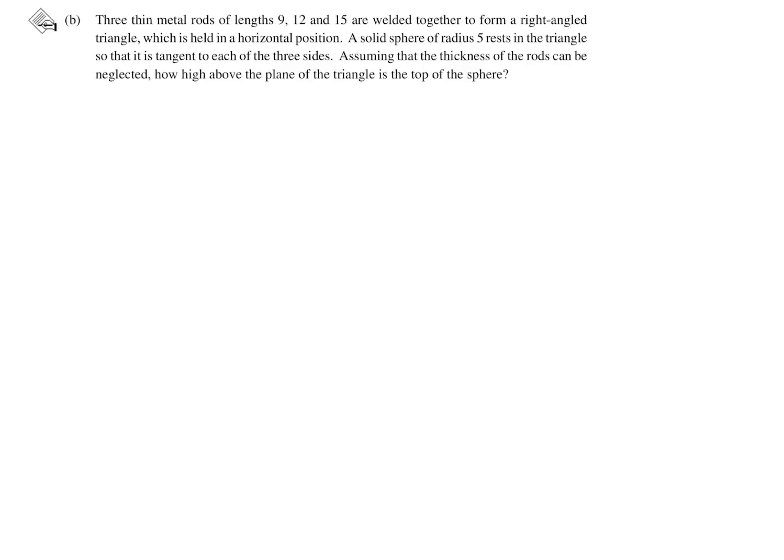Three thin metal rods of lengths 9, 12, and 15 are welded together to form a right-angled triangle, which is held in a horizontal position. A solid sphere of radius 5 rests in the triangle so that it is tangent to each of the three sides. Assuming that the thickness of the rods can be neglected, how high above the plane of the triangle is the top of the sphere?